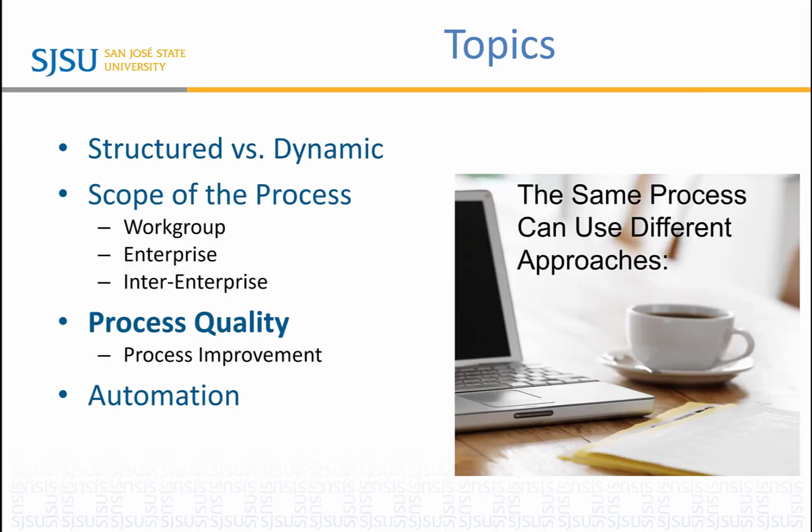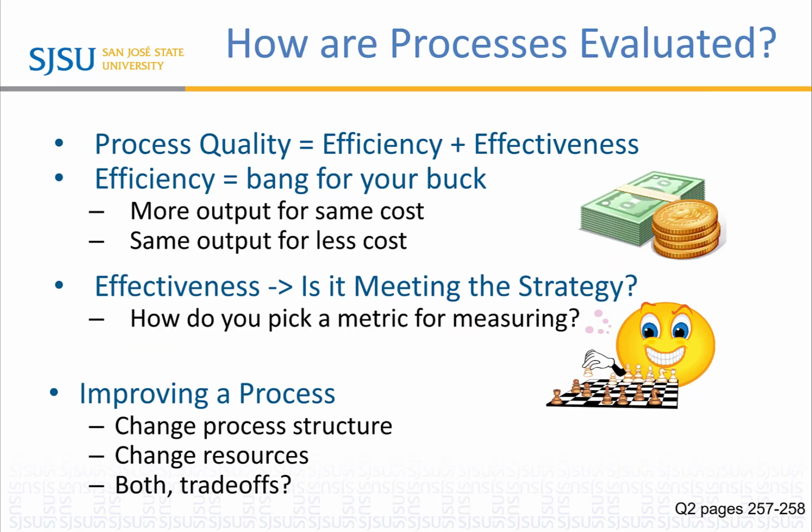We are now going to look at what defines the quality of a process. The quality of a process is based on how efficient and effective that process is. So let's look at these two terms. Efficiency can be measured as the bang for your buck.